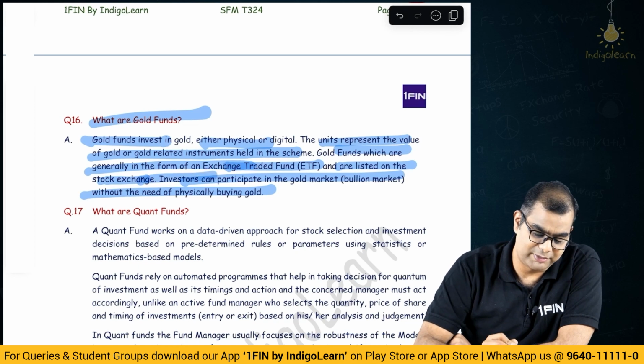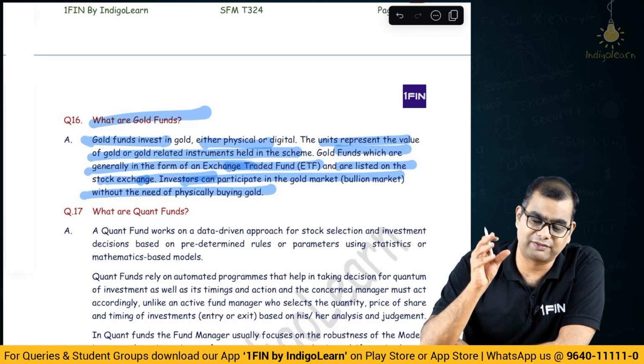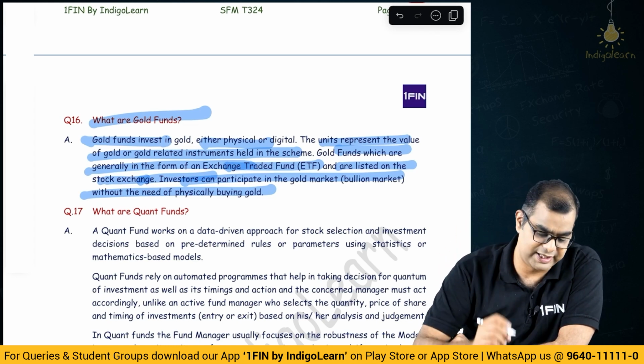So, this is one particular fund where there's also an exchange traded component, where this particular fund is listed on an exchange, and you can actually buy the units of this particular fund directly on the exchange.